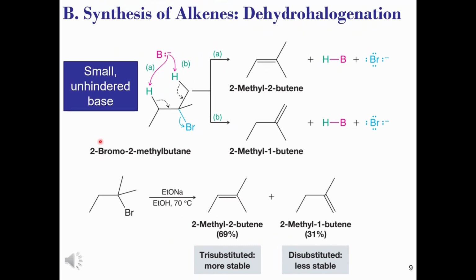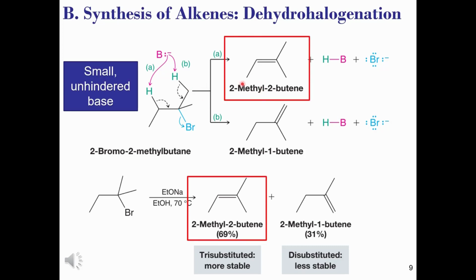As previously discussed in chapter 7.1, the use of a tertiary substrate in the presence of a strong but unhindered base leads to the formation of two products. These are constitutional isomers of one another. As mentioned on the last slide, the tri-substituted product is the more stable product of the two possible products, and this is also supported by the percent yields of these two isomers.